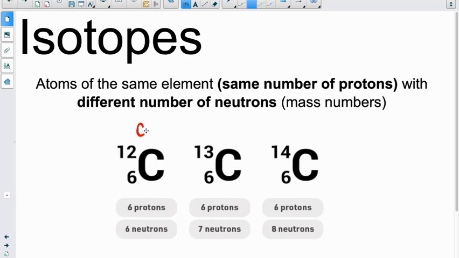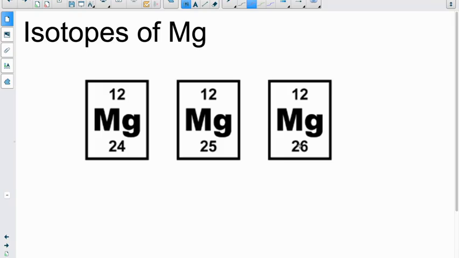This is carbon 12. We generally represent it like that. This is one isotope of carbon. This is carbon 13, and this is carbon 14. These are all carbon because they all have the same number of protons. However, when you do quick math here, you'll see that they have different numbers of neutrons.